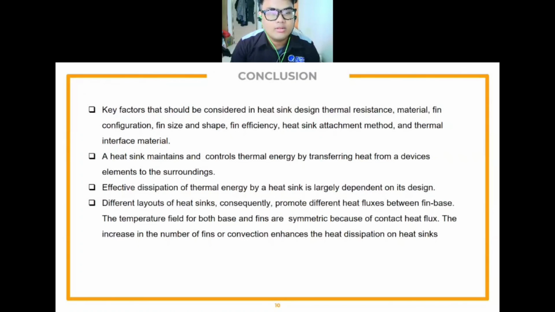And lastly, what we learned in this assignment is that different layouts of heatsink give a different heat flux between the fin base, and the temperature field for both base and fins is symmetric because of contact heat flux. The increase in the number of fins or convection enhances the heat dissipation of heat sinks.